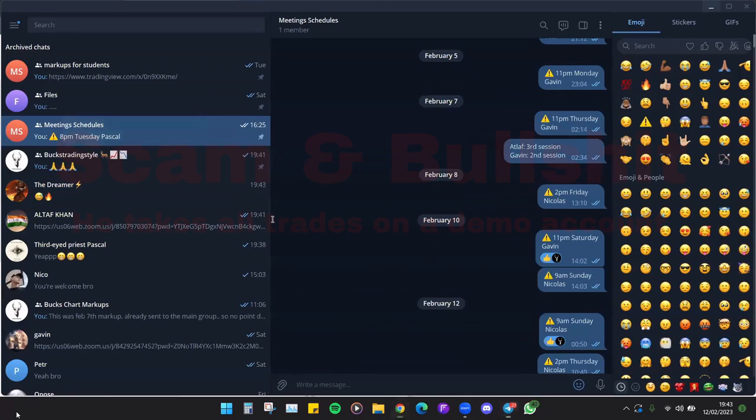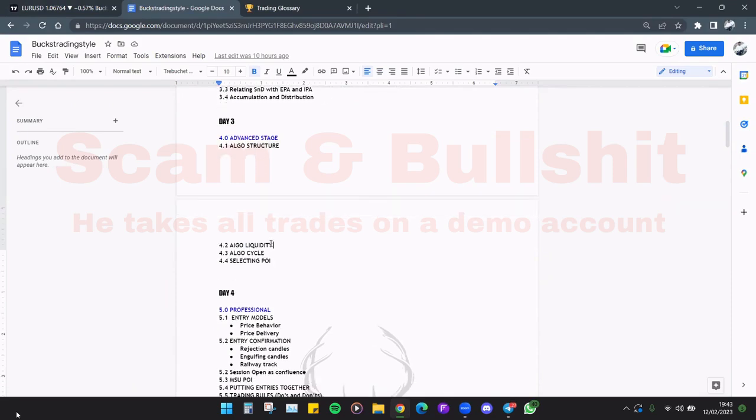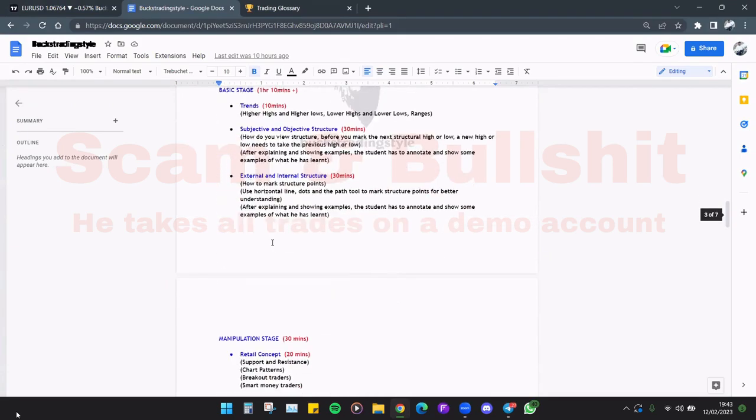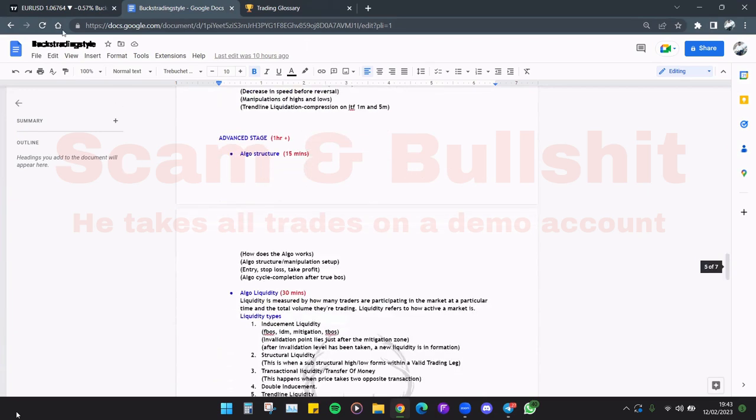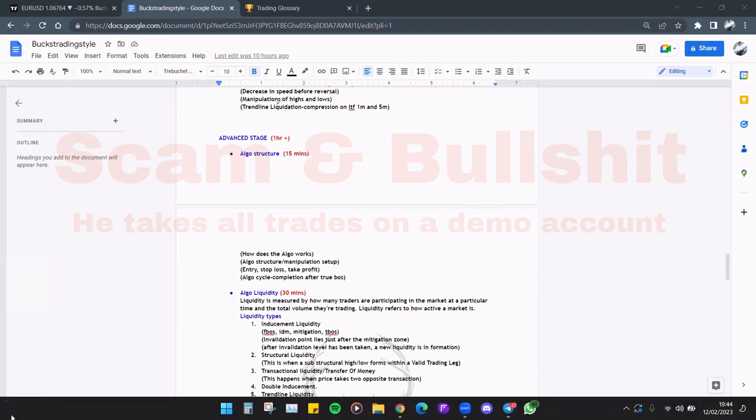Okay. So the advanced stage is going to include everything about algo: the algo structure, algo liquidity types, the algo cycle, and selecting POI. So good. Now, how does the algo work? We algo traders try to follow how the hedge funds and the big banks trade. Even if we don't know 100% exactly how they trade, we try to at least go in line with them.